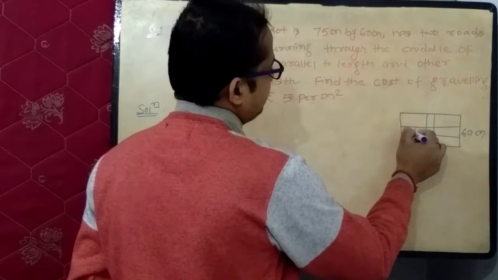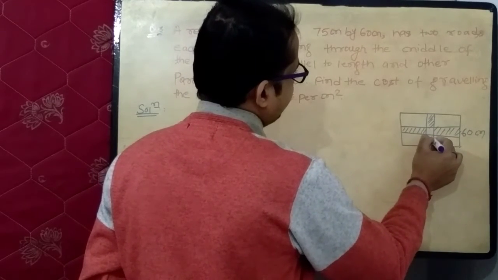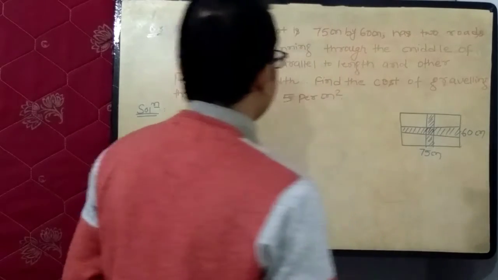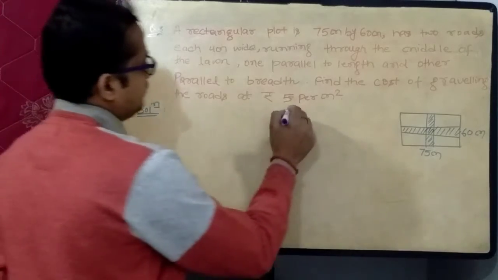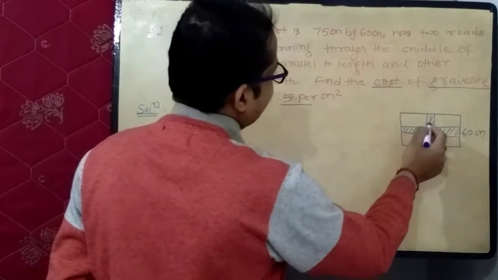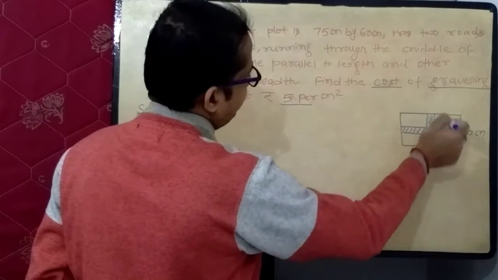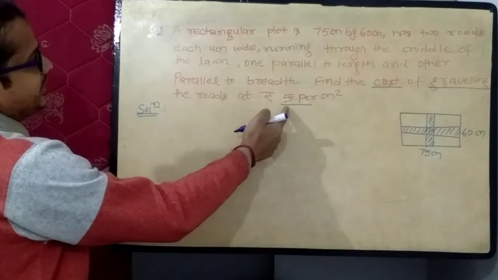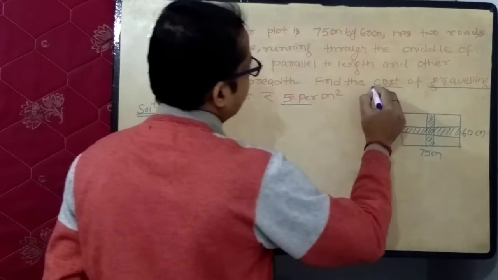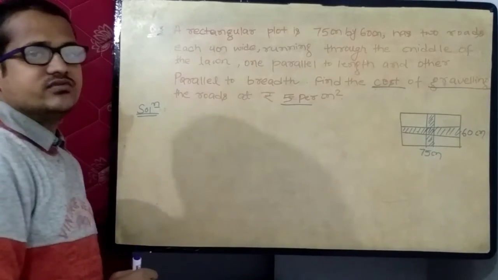What you have to find out? You have to find out the cost of graveling the road at rate of 5 per meter square. So in order to find out the cost of graveling, first you have to calculate what? Area of this road. If you are able to find out the area of road, simply multiply that area by 5 per meter square. That will give you cost of graveling. So first procedure is to calculate the area of this road.